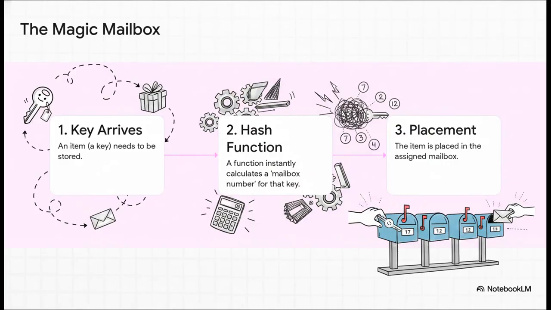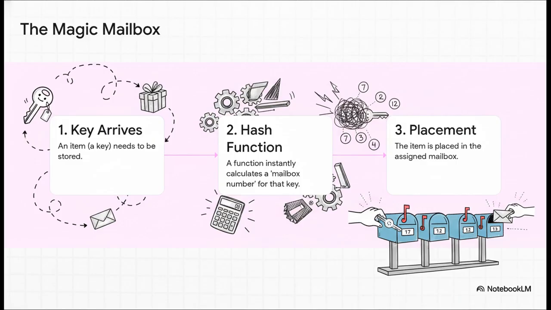Here's how this magic mailbox system works. It's really just 3 simple steps. First, you have an item you want to store. We'll call it a key. Second, a special calculator, called a hash function, takes that key and, boom, it instantly spits out a mailbox number for it. And third, you just walk over and put your item directly into that specific mailbox.